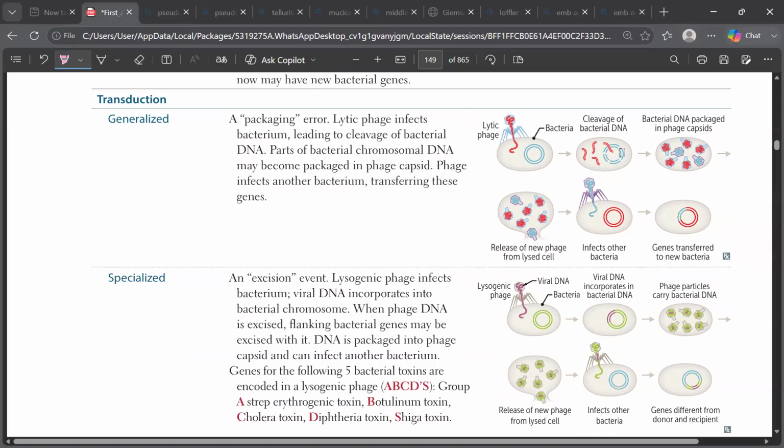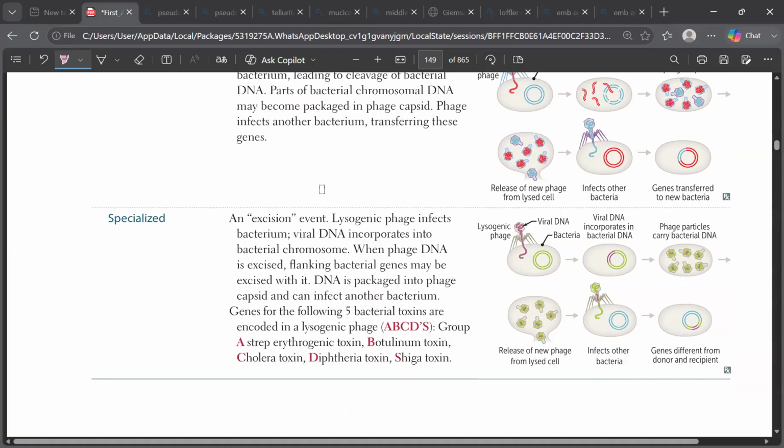So the phage releases capsids, and the bacterial DNA that was lysed is packaged here, and release of new phage from the lysed cells. So new phage gets released and infects other bacteria, and genes transferred to new bacteria from this phage. Generalized is a packaging error. Lytic phage infects bacterium, leading to cleavage of bacterial DNA. Parts of bacterial chromosomal DNA may become packaged in phage capsid. Phage infects another bacterium, transferring these genes.